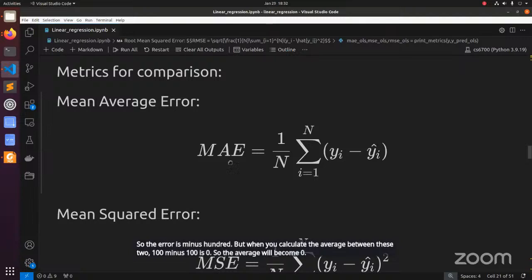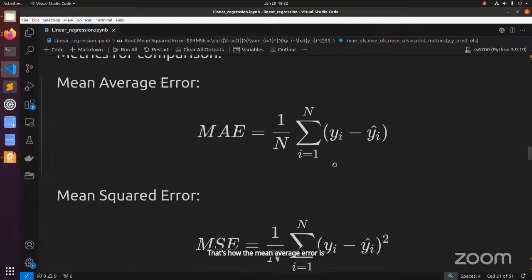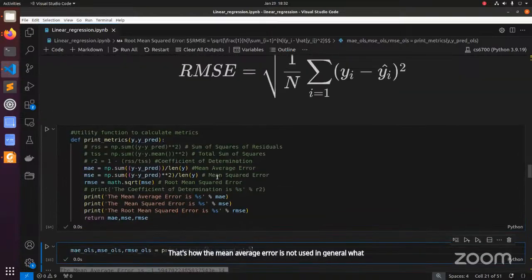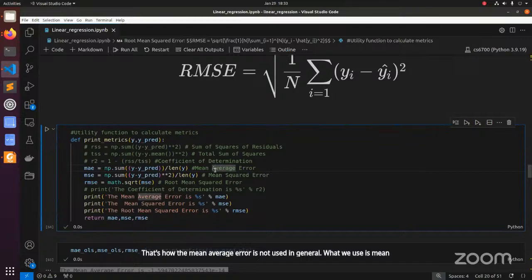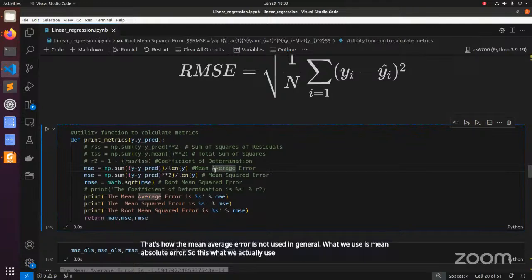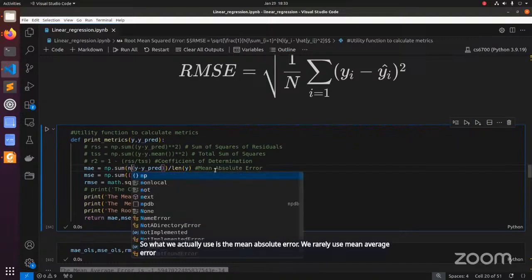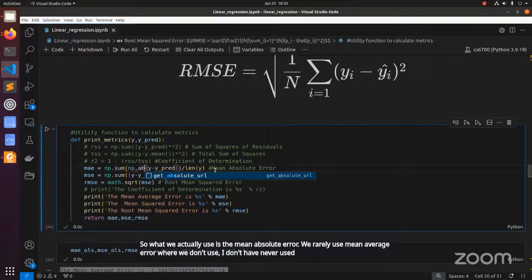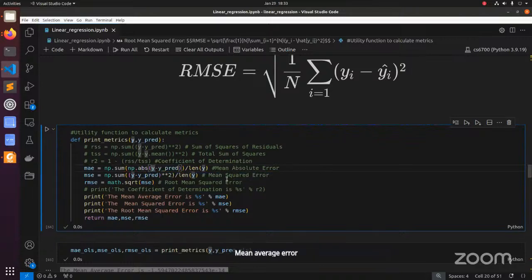That's why the mean average error is not used in general. What we use is mean absolute error. This was just for you to know. We rarely use mean average error. I have never used mean average error. What we use is mean absolute error.